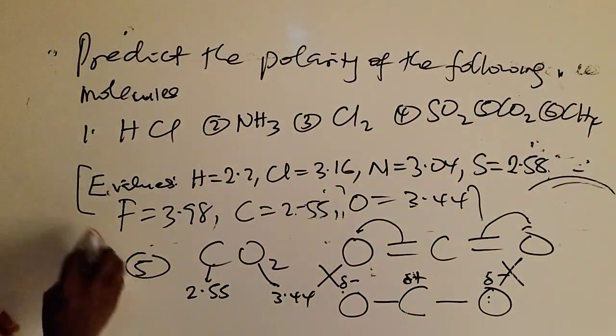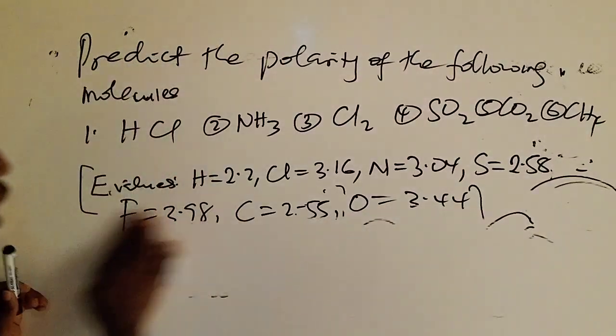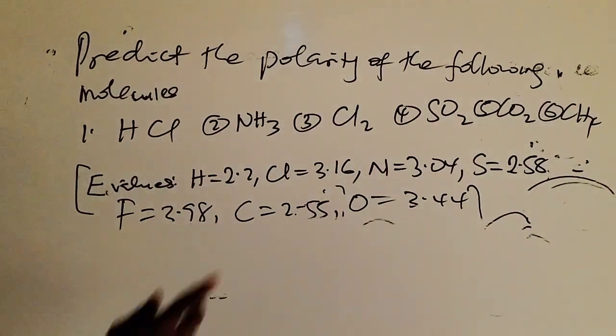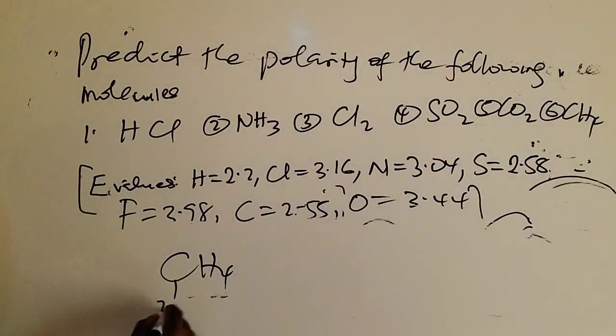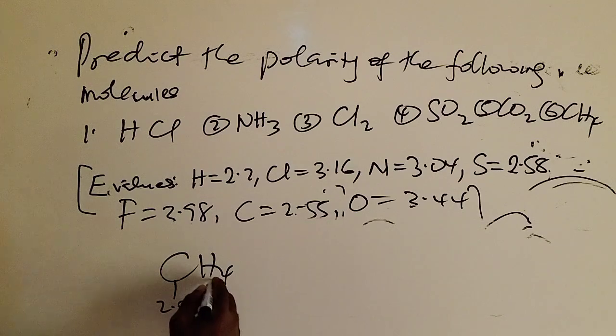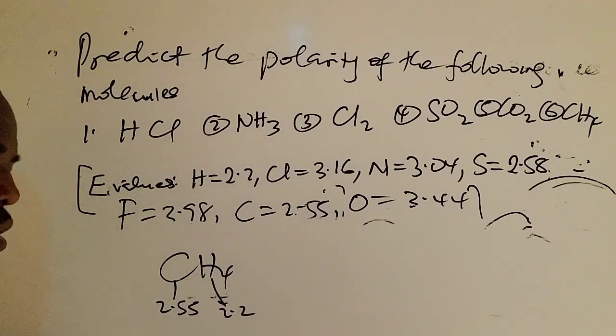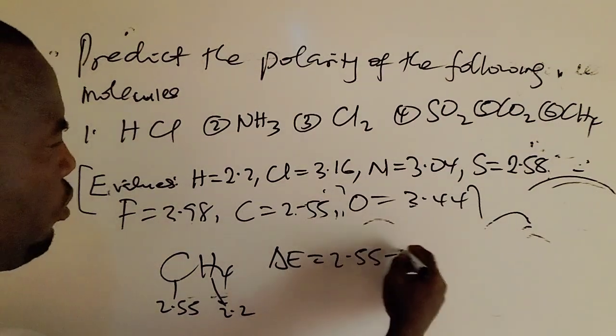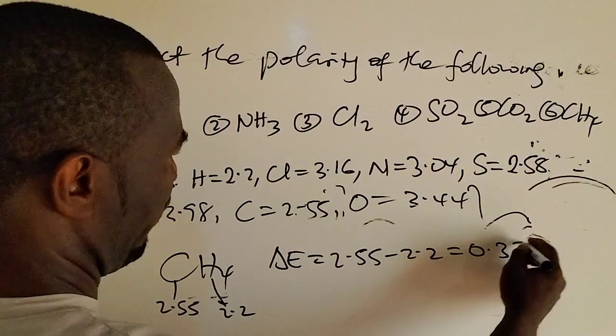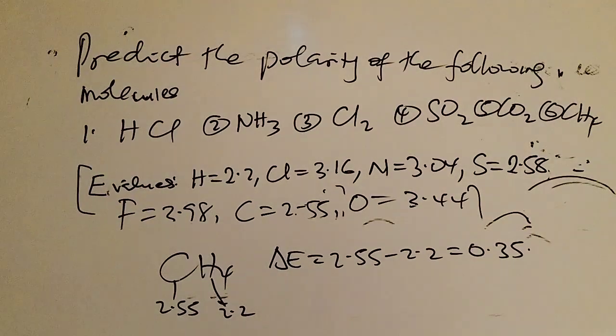Now, let's look at number 6, methane. If I look at methane, CH4, let's look at the difference in electronegativity. This is 2.55 for carbon. Hydrogen is 2.2. So the difference in electronegativity is going to be 2.55 minus 2.2, giving us 0.35. The value we have calculated is too low for a molecule to be polar because it's not even up to 0.4 that we predicted. So this molecule is likely to be non-polar.